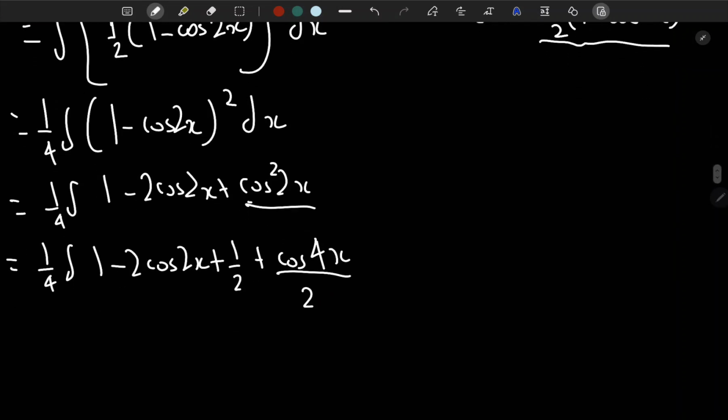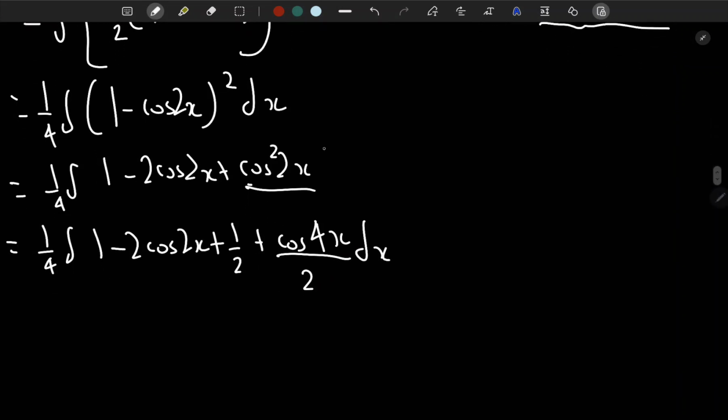Now we can just integrate it normally. I didn't write dx here and here. So now it's going to be equal to 1 over 4. The integral of 1 is x minus 2 cosine, oh, not cosine, 2 sine 2x over 2. So we can just remove the extra 2 over here, plus half is just 1 over 2x. Actually, let's remove this and simplify it over here. So it's going to be 3 over 2x basically.